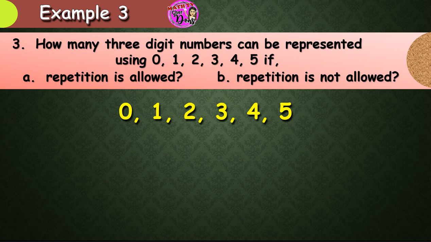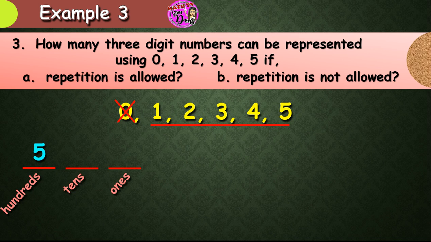How many events do we have? We have 3 for 3-digit numbers. We have hundreds, tens, and ones. For the hundreds place, we cannot have 0 on it. We'll remove 0. Now, how many choices do we have for the hundreds place? Okay, let's count it. 1, 2, 3, 4, and 5. So we have 5.